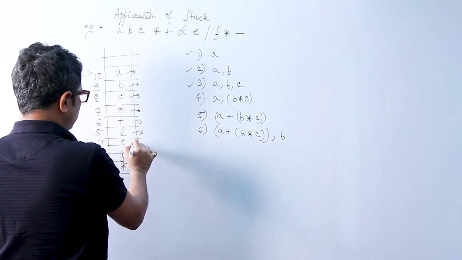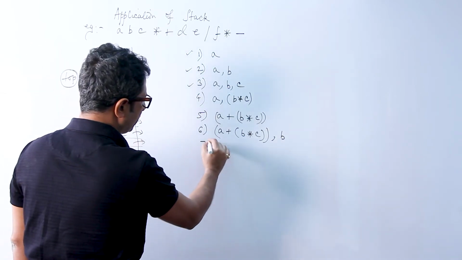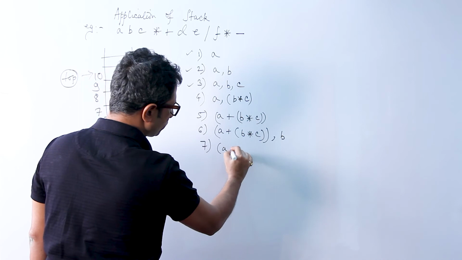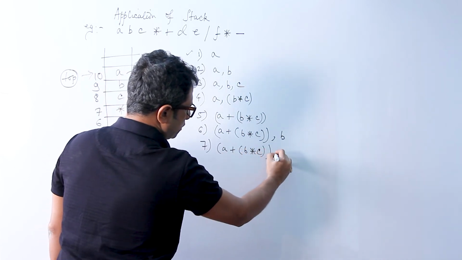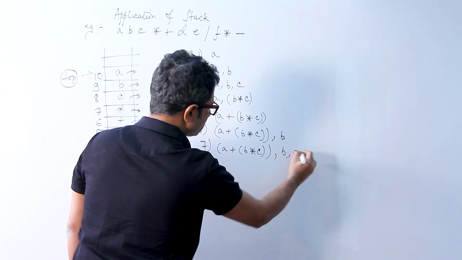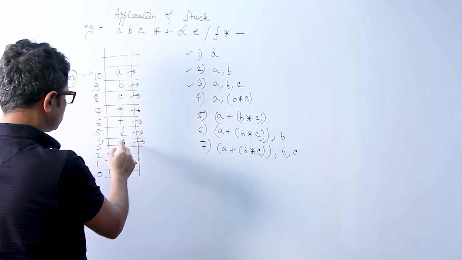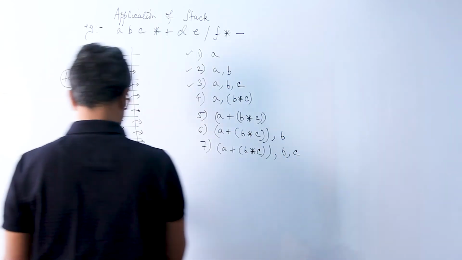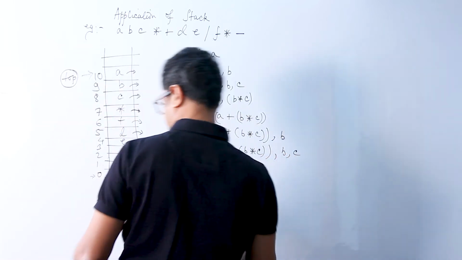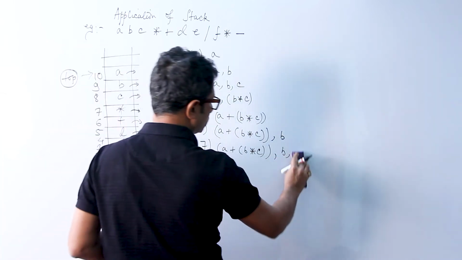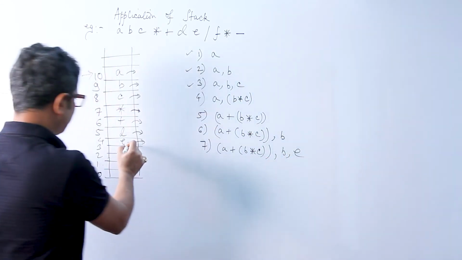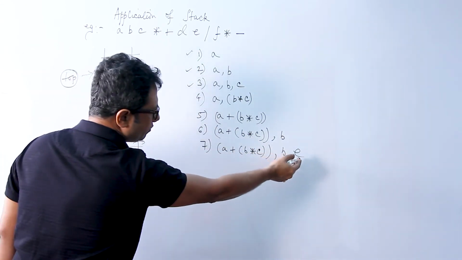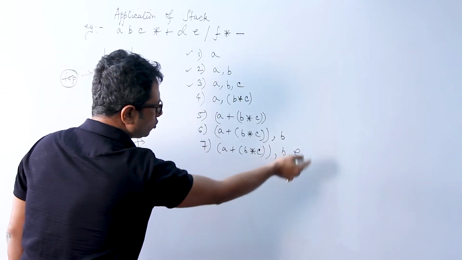Now E. Again, E will be inserted in the topmost position of the stack: B star C, comma B, comma C. So this is not C, I think, this is E. This is E. So we have popped this E and pushed the E onto this stack.